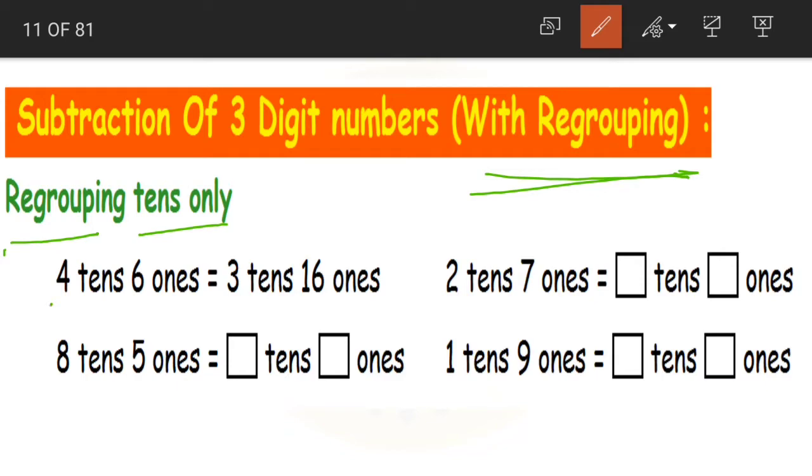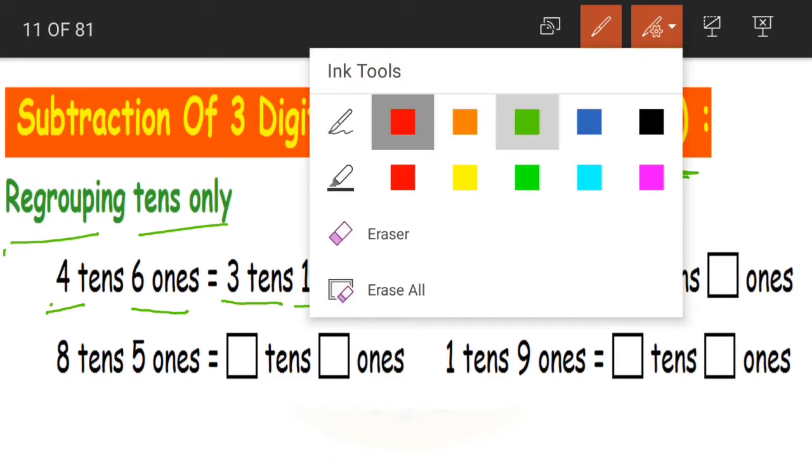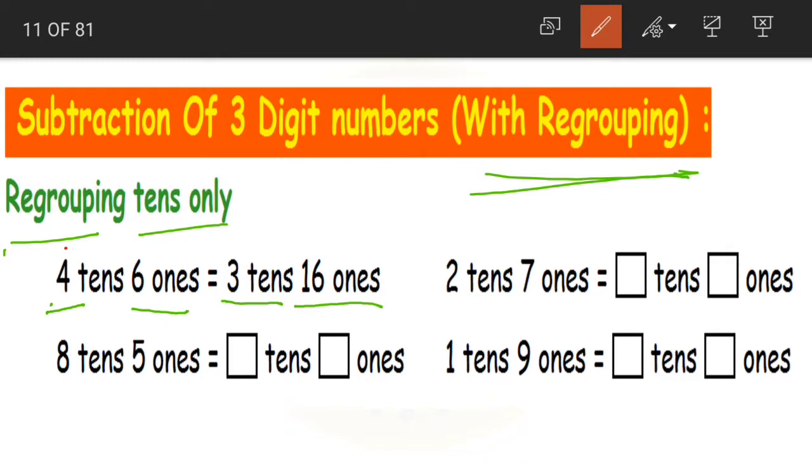Now look at this statement carefully. 4 tens, 6 ones is equal to 3 tens, 16 ones. Yes, here children, in regrouping, we are taking 1 from the 4. So 4 minus 1 becomes 3. And as we have taken 1, this 1 comes before 6. So it becomes 16 ones. Yes, it is simply like borrowing.